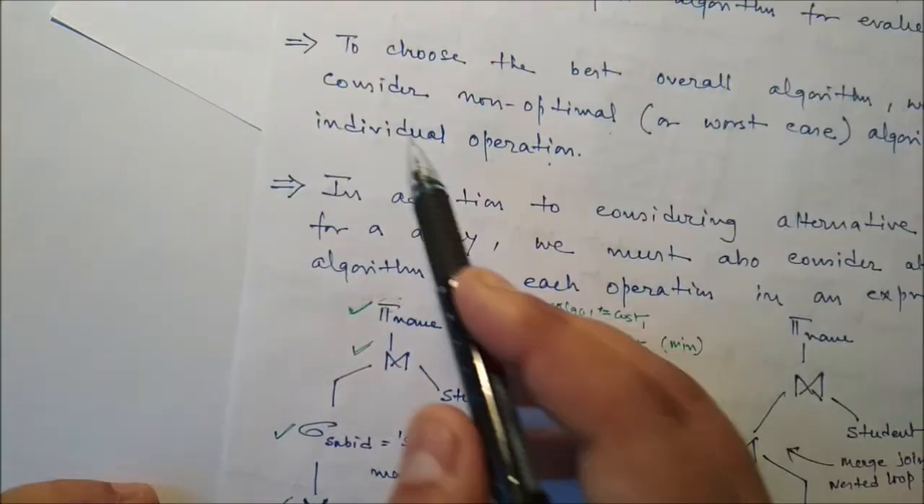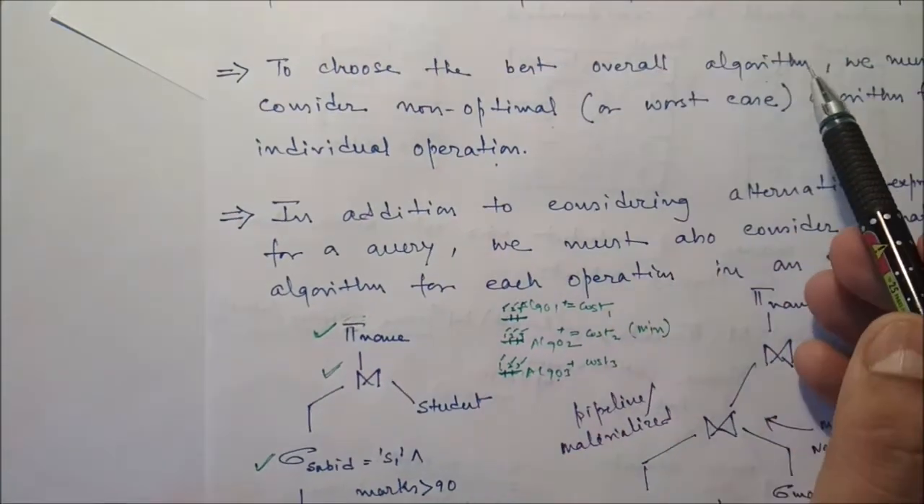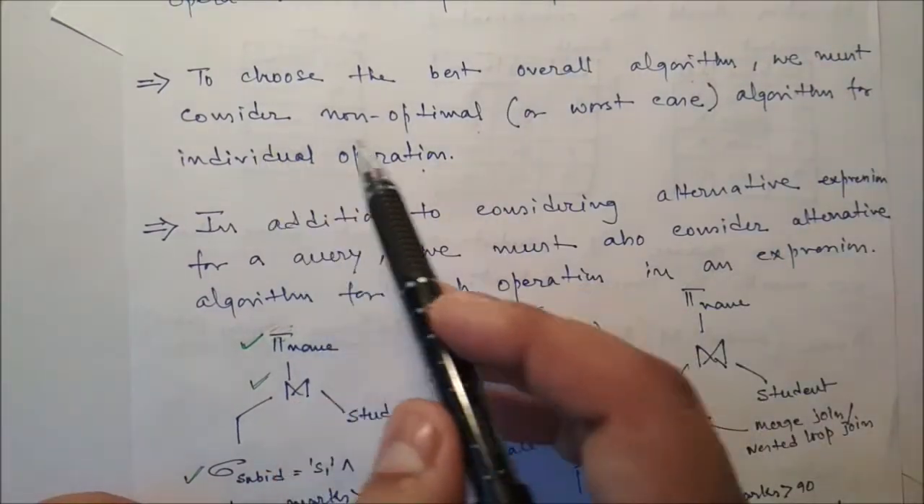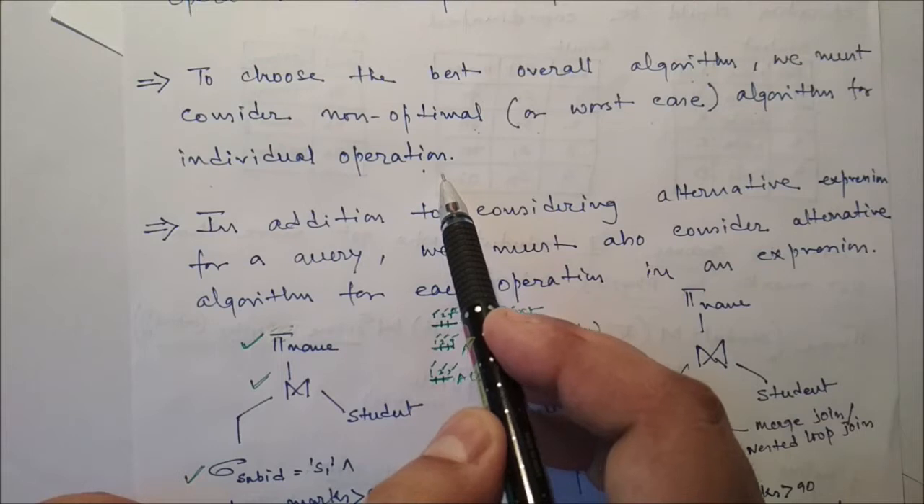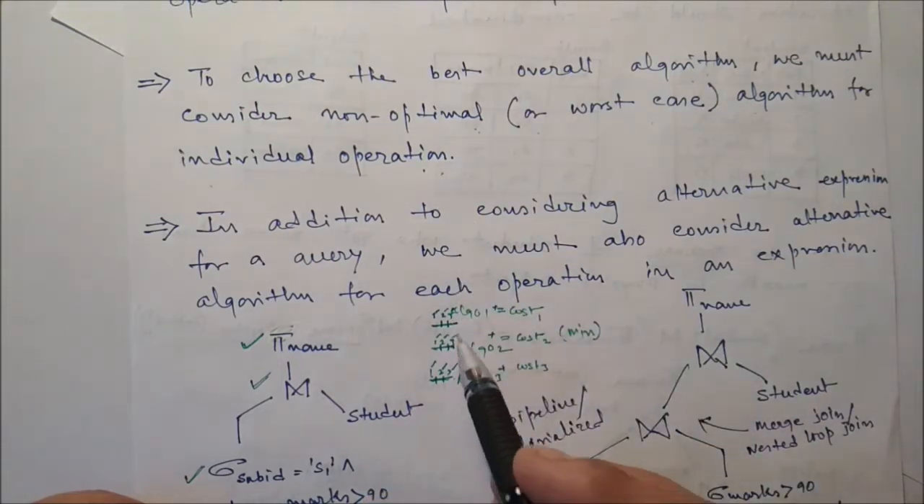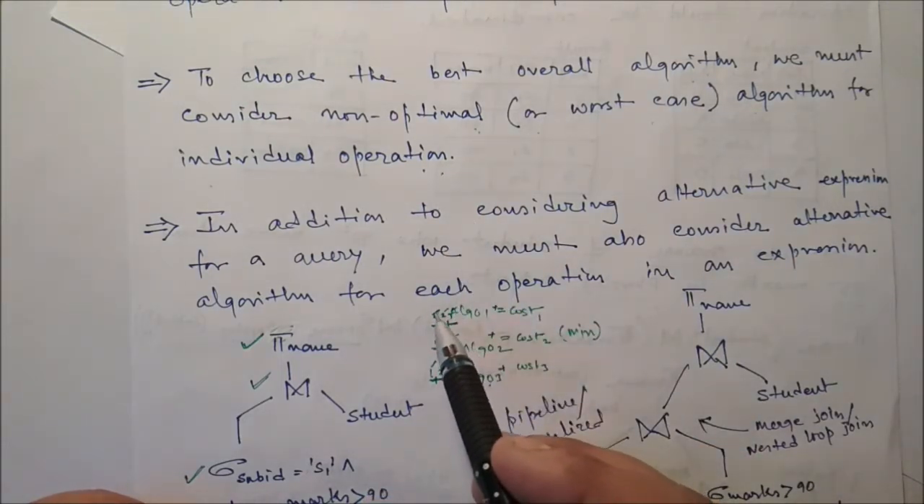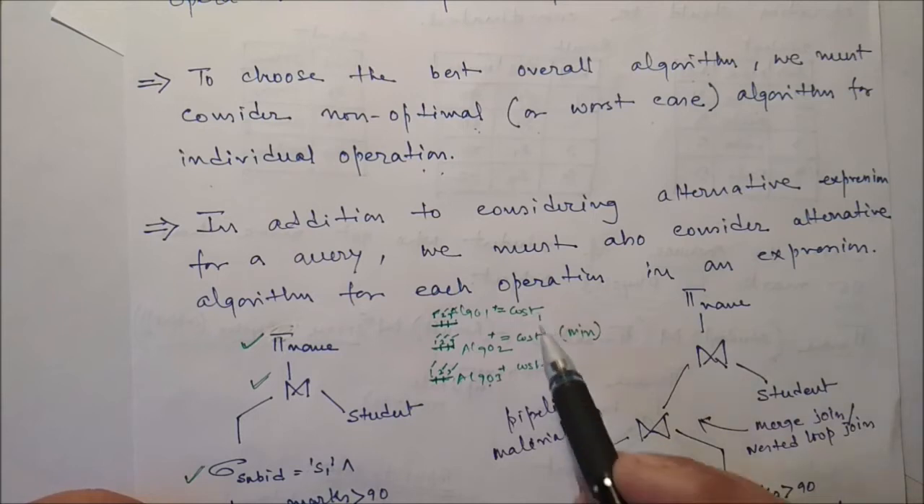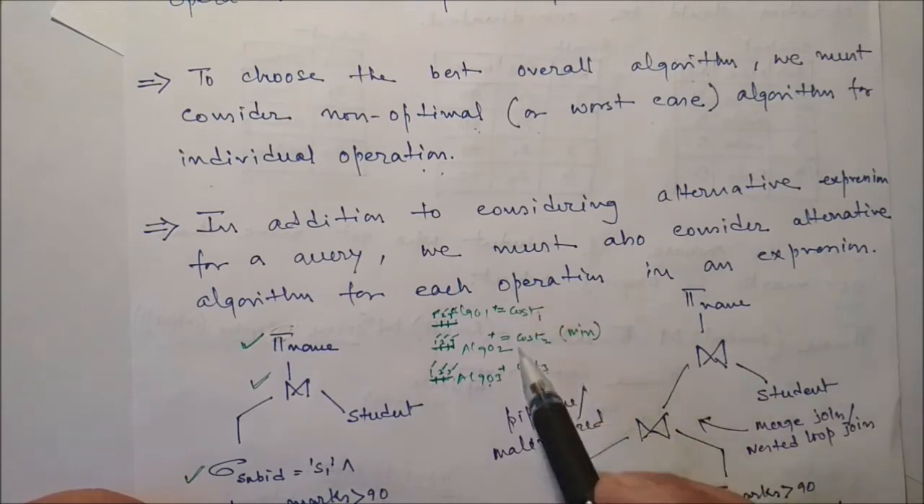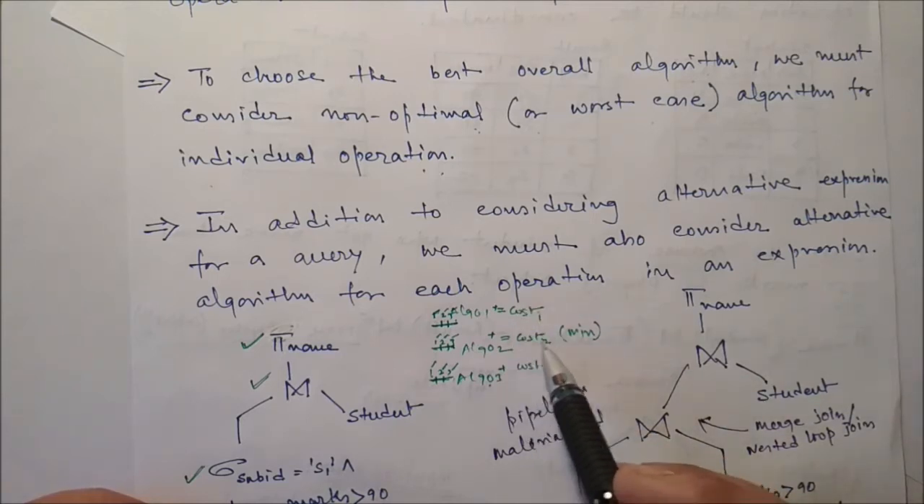So to choose the best overall algorithm, we must consider the non-optimal or worst case algorithm for individual operations. Three individual operations are there in each algorithm. Identify the worst case complexity for each and every operation and add it. We get three costs, cost 1, cost 2, cost 3, and out of these we take the minimum cost.